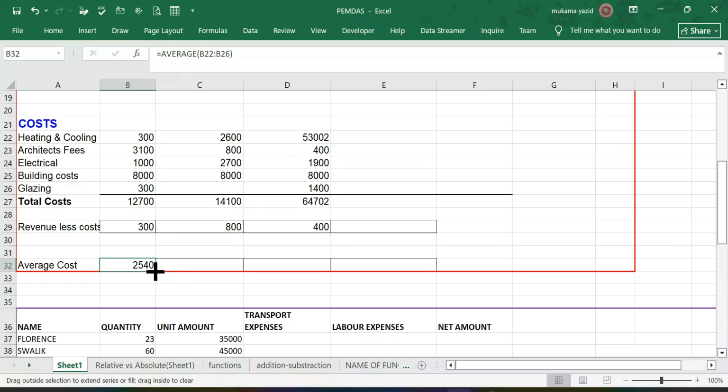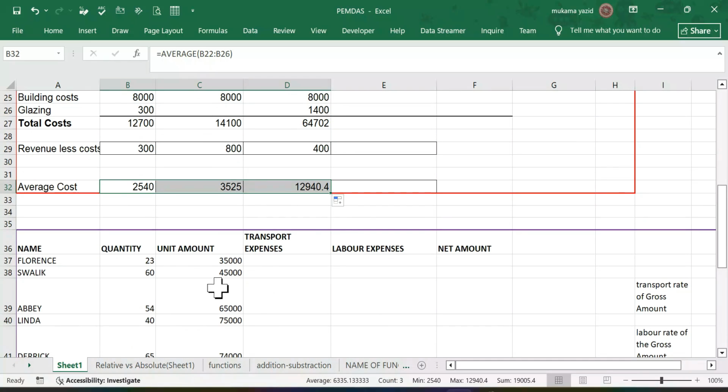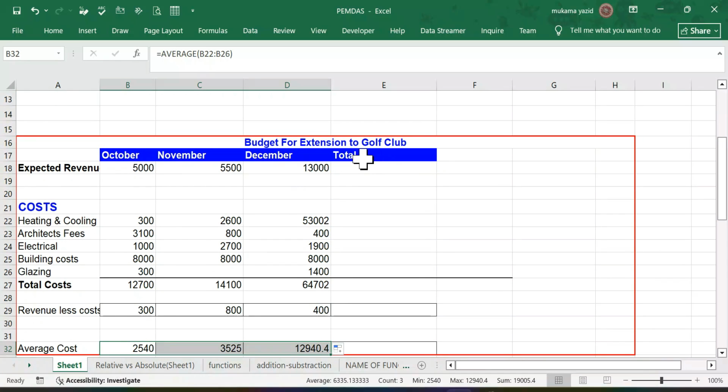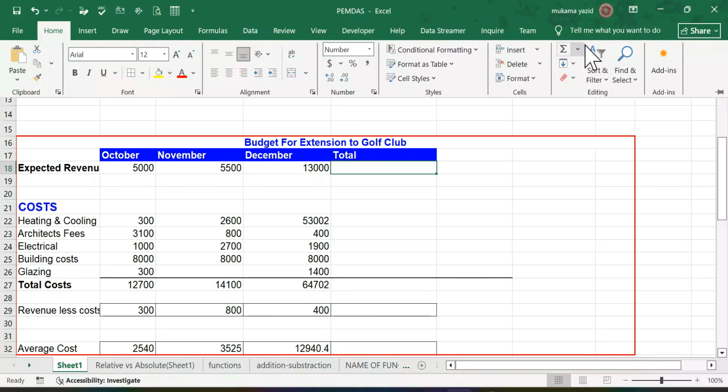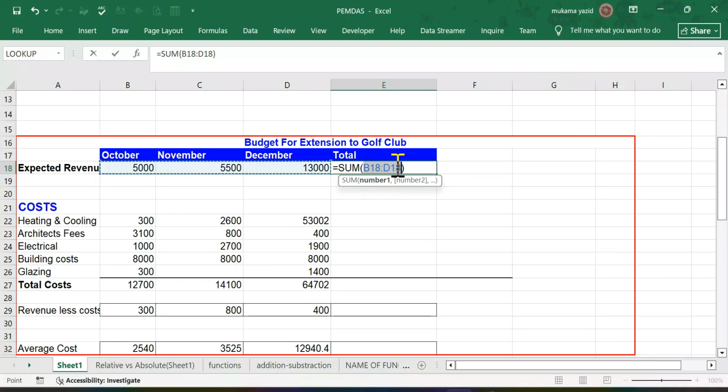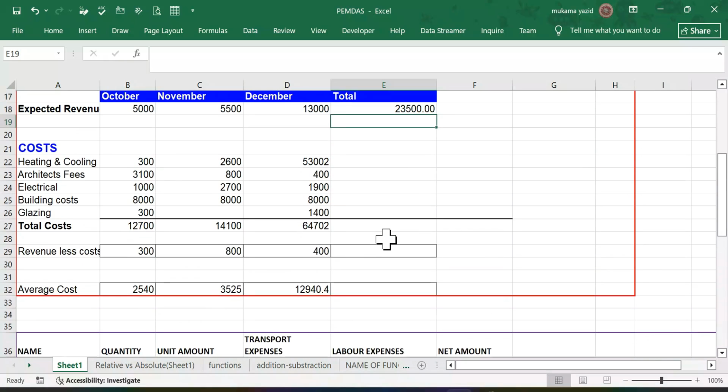Then we do autofill to get the rest of the answer. So I think that is done. The total here, expected revenue. Here we can get the total. We go to home, we can come here. We're going to use the sum function to get the answer for us. So to save time, that is what I can do.